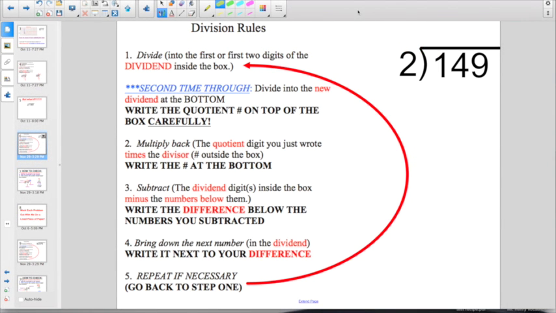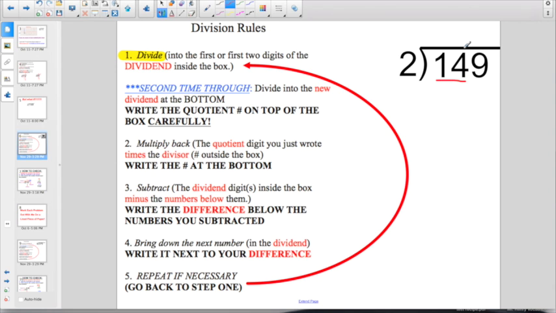So, on everybody's desk is a copy of the division steps. Probably the toughest part of the division algorithm, other than being extremely neat, is keeping track of what step you are on. And we're going to talk through it step by step right now, starting with step 1, divide. Divide into the first two digits of the dividend inside the box. Is 2 going to fit into 1? We're going to have to divide it into 14, right?